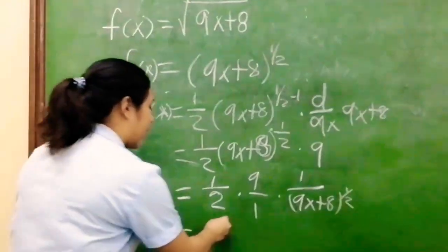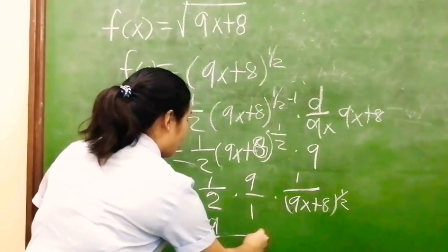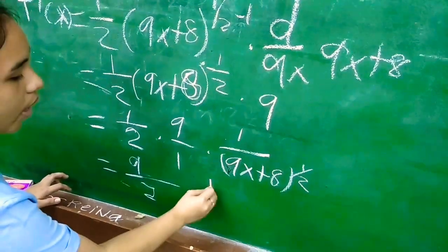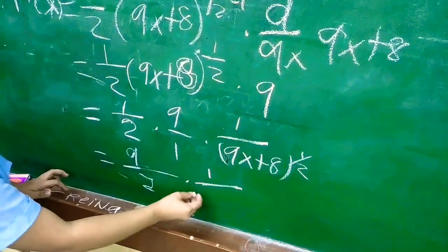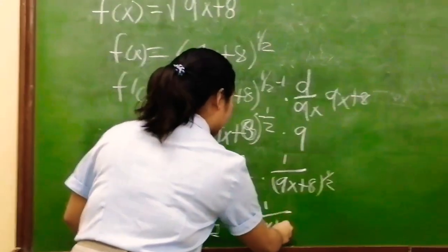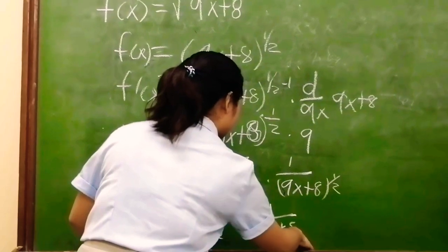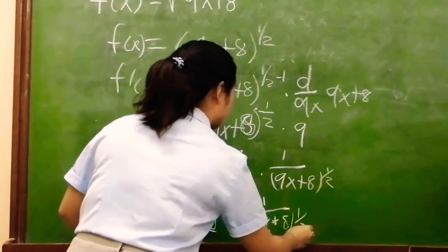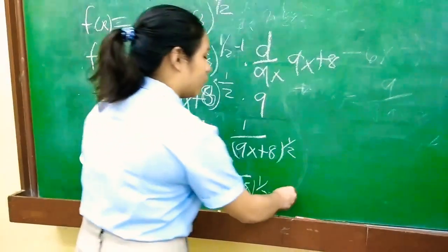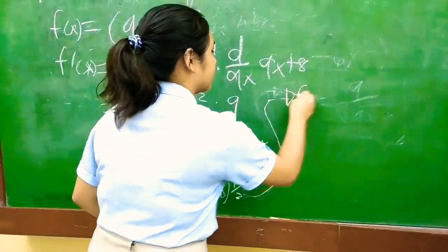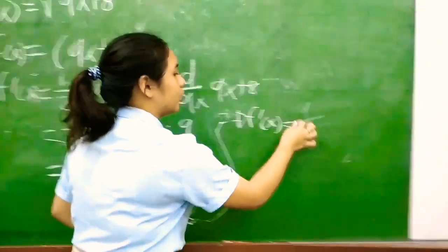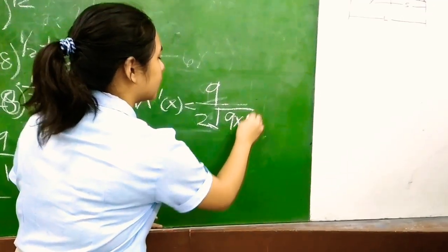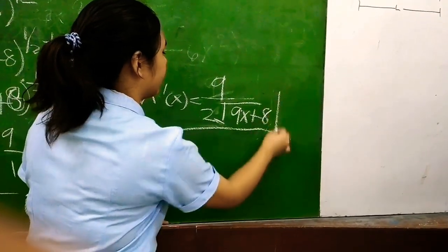1 times 9 is equal to 9 over 2 times 1 is equal to 2, multiplied by the second, 1 over (9x + 8) raised to the power of 1/2. So, f prime of x is equal to 9 over 2 square root of 9x + 8. And that is our final answer.